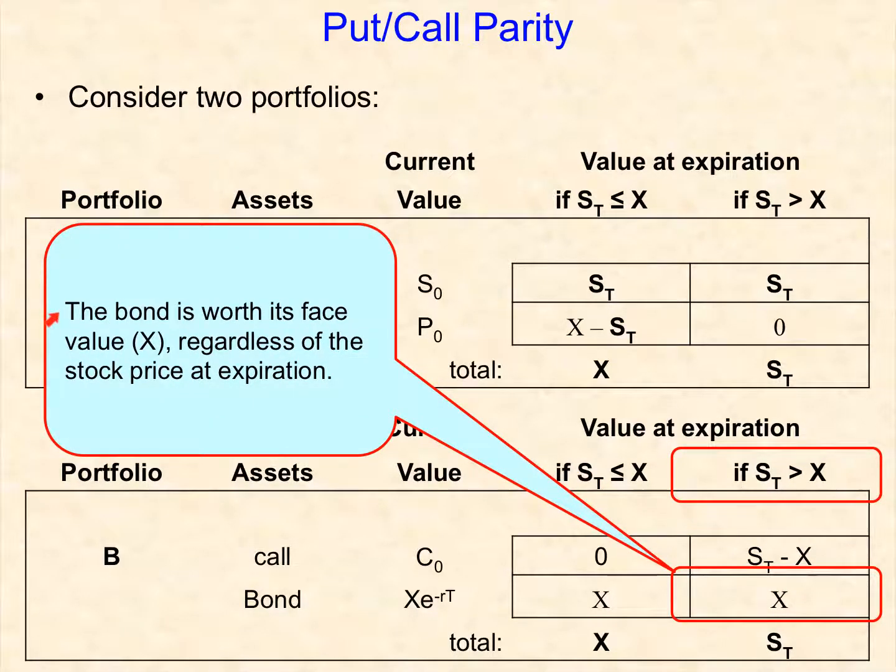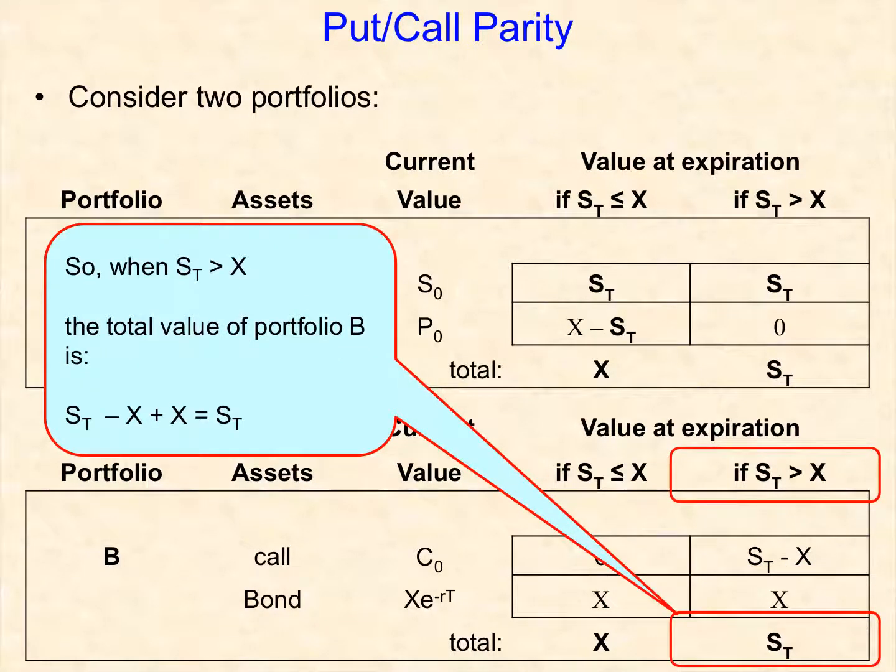The bond, on the other hand, is worth its face value regardless of the stock price at expiration. So again, portfolio B, the bond, when we bought the bond, its purchase price was Xe to the minus rT. Over time, that bond earned interest, and at expiration, its face value is X dollars. So, when the stock price is greater than the exercise price, the total value of portfolio B is, the option is worth S sub t minus X, the bond is worth X, and so the total portfolio is worth S sub t.